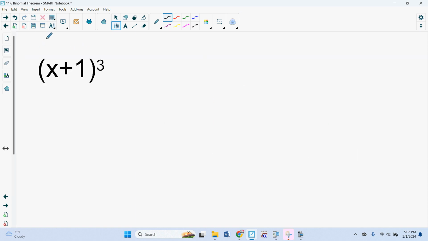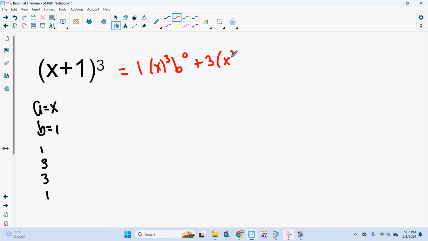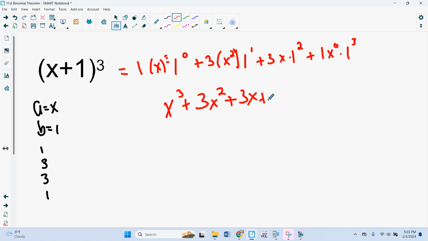So an example, we want to do x plus 1 cubed. So once again, we know our A is x, our B is 1, our coefficients are 1, 3, 3, 1. And we do the same thing we did before. We have 1 x cubed 1 to the 0, plus 3 x squared 1 to the first, plus 3 x 1 squared, plus 1 x to the 0, 1 cubed, and we get x cubed plus 3x squared plus 3x plus 1. Same way, it's just a different way of getting our coefficients.